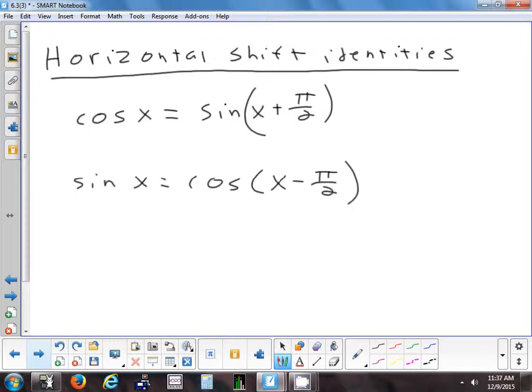All right, so I might have mentioned these two identities, and we've seen them when you draw sine and cosine, that if you take sine and shift it pi over 2 radians to the left, it becomes cosine. Or you can look at it the other way: take cosine and shift it pi over 2 radians to the right, and it becomes sine. Okay, so these are called horizontal shift identities.